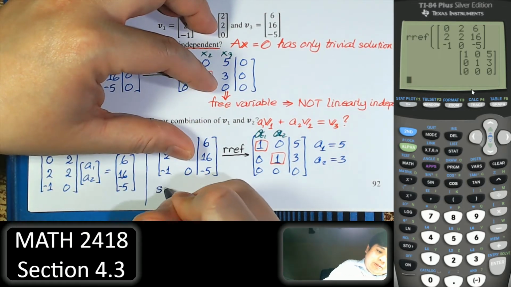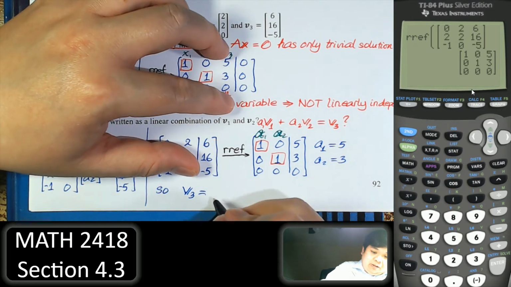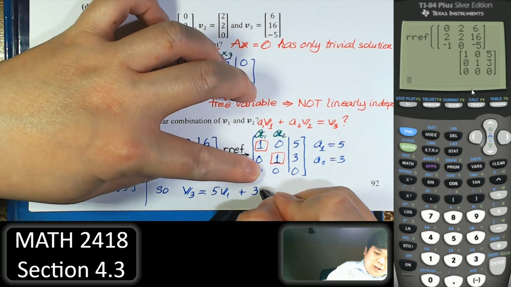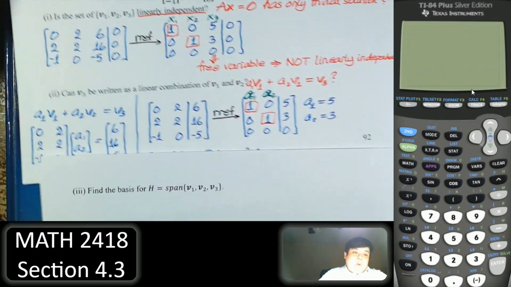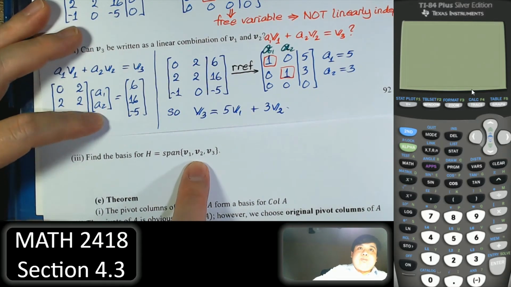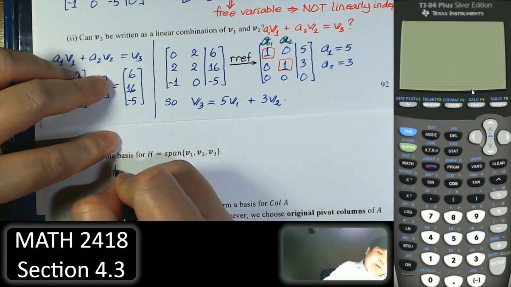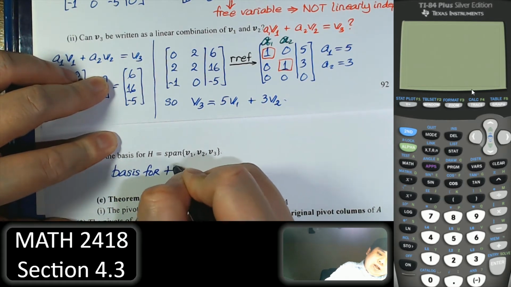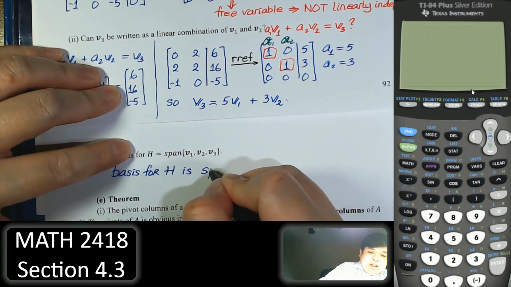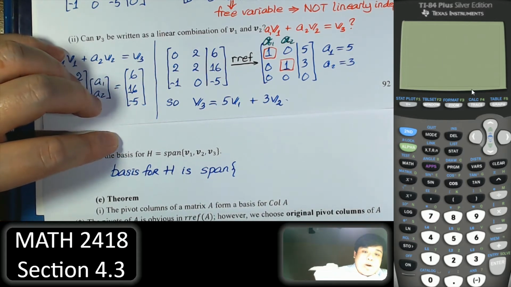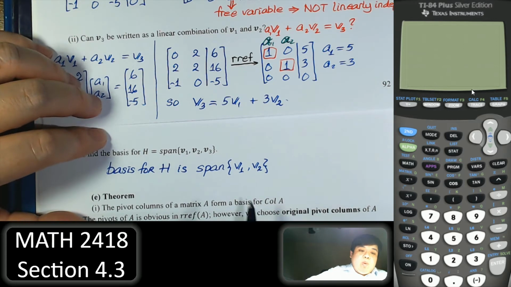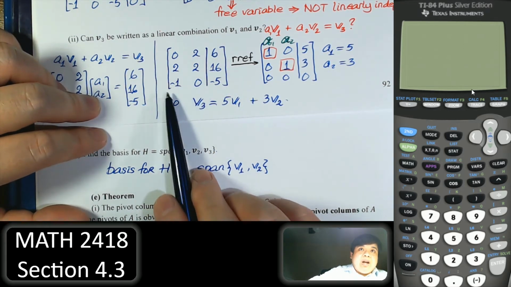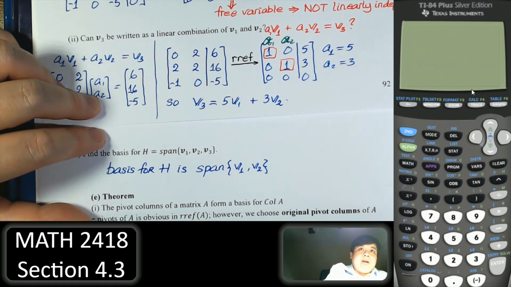So we say v3 is the linear combination of 5v1 plus 3v2. Right, what we learned from the previous section is that if one of them is a linear combination of the others, just throw it away. So the question is, what is the basis for H that spans v1, v2, v3? In that case, the basis for H is, since v3 is a linear combination of the others, I'll just throw that away. We just need v1 and v2. By the way, because v1 and v2 are not multiples of each other, v1 and v2 indeed are linearly independent.